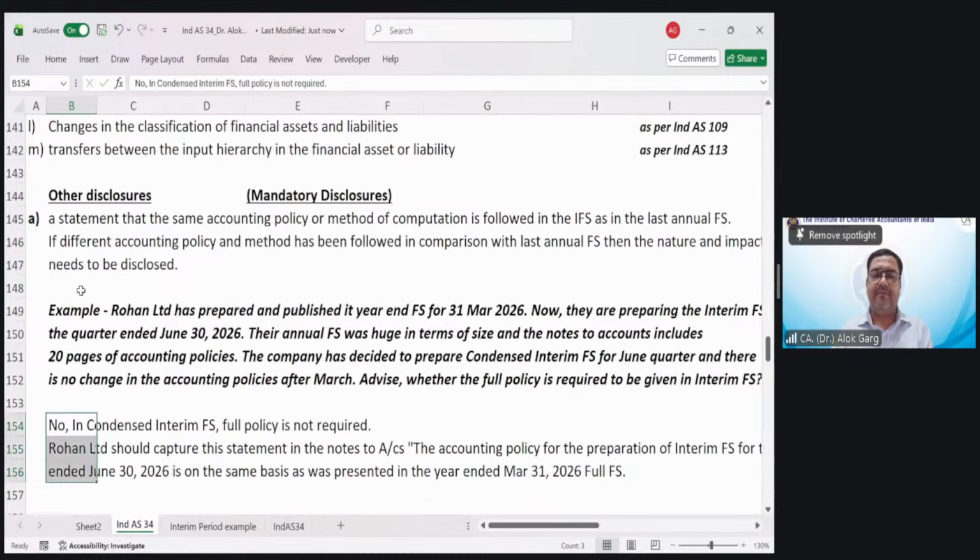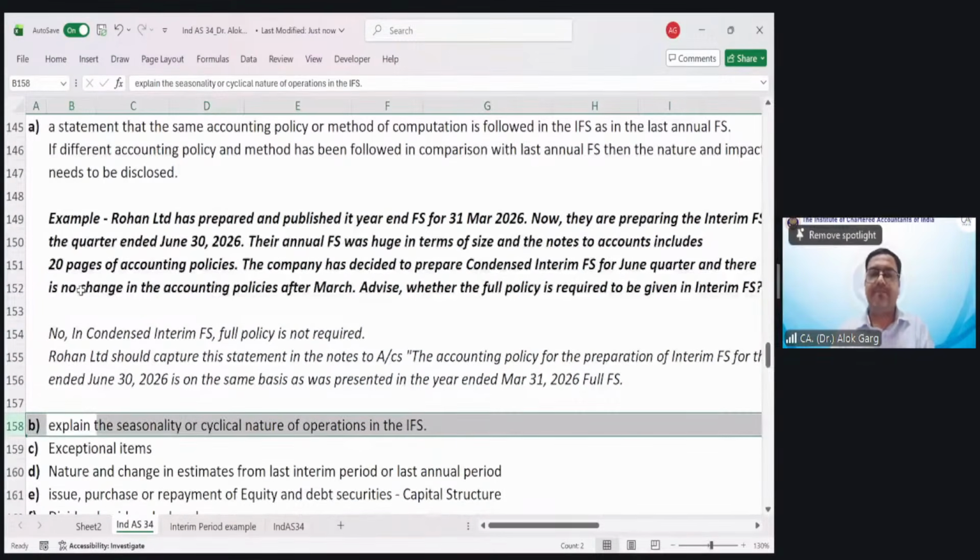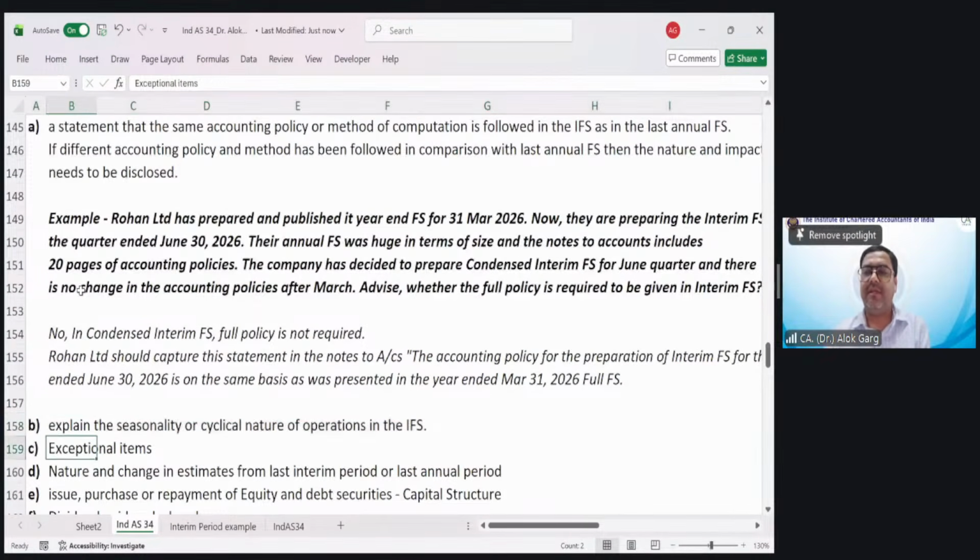Is that clear? Rohan, is this clear? Yes. Manoj, Rohan, Sai Kiran, Saminathan. Yes, Charita. Okay. So we understood that we are not required to give the full 20 pages. We are only required to give the statement, and if there is any change, we have to capture that change. That's all. Okay.